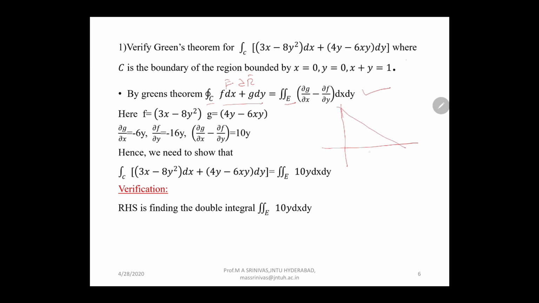Bounded by x is equal to 0. x is equal to 0 is the y-axis. y is equal to 0, that is the x-axis. And the line x plus y is equal to 1. So this is your region E, and this is all your boundary.